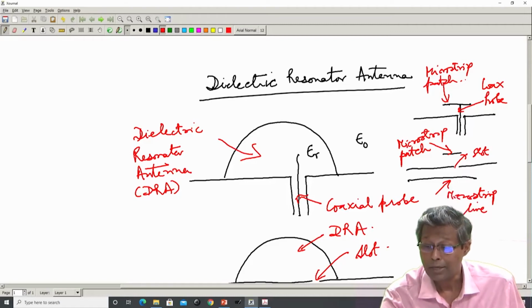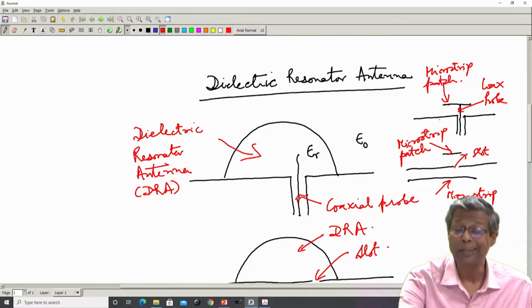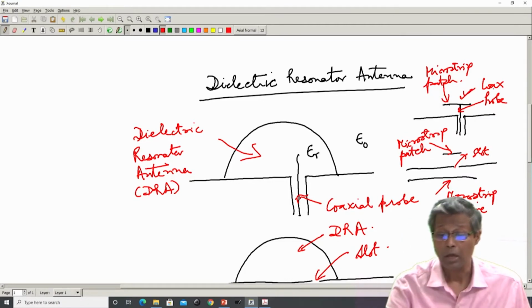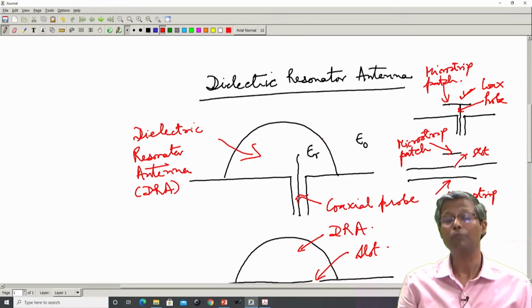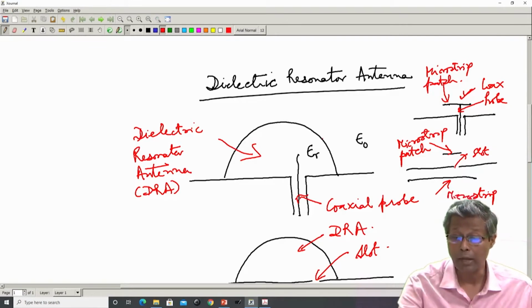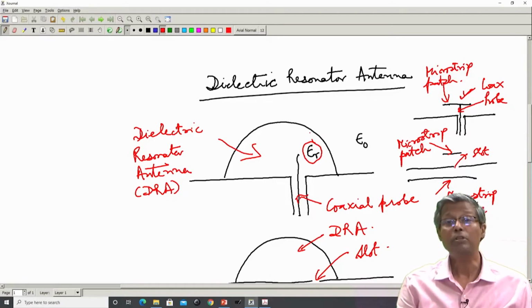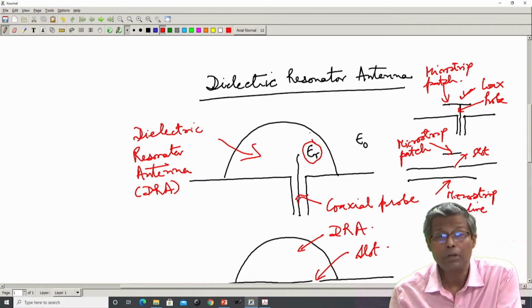So, essentially it consists of a conducting patch, and therefore can be compared directly to the DRA in the sense that this will entail more conductor loss. Unlike that, the DRA does not possess any conducting surface. It is a totally dielectric surface of relative permittivity epsilon r. So, first of all, the comparison between the two in terms of conductor loss, the dielectric resonator antenna possesses no conductor loss. Secondly, the absence of surface waves.